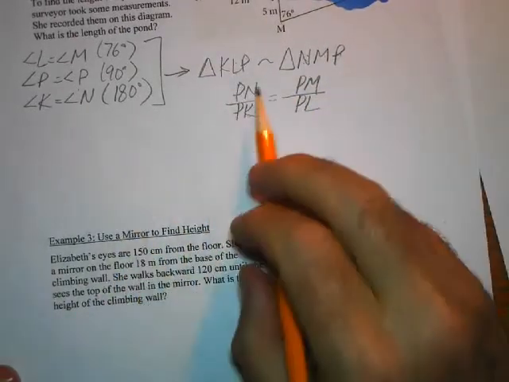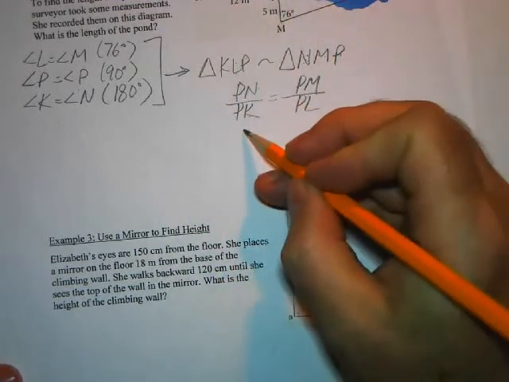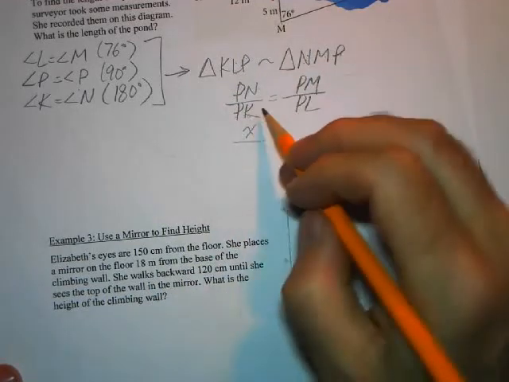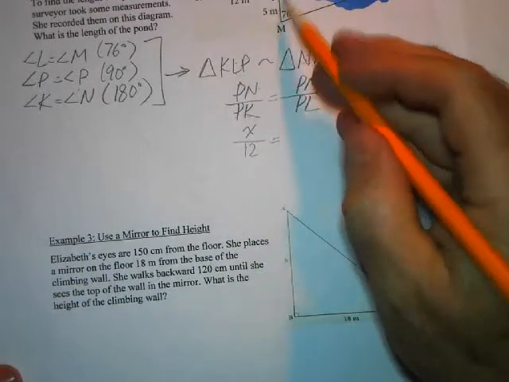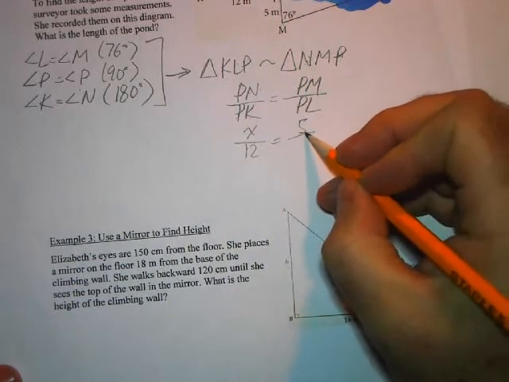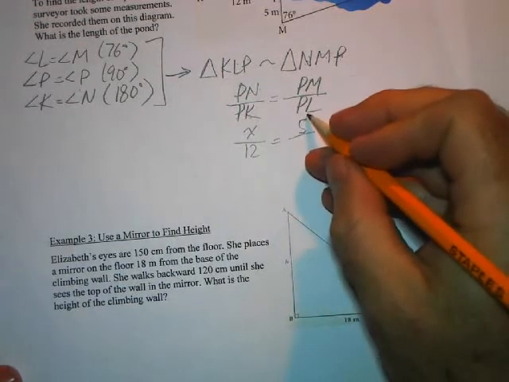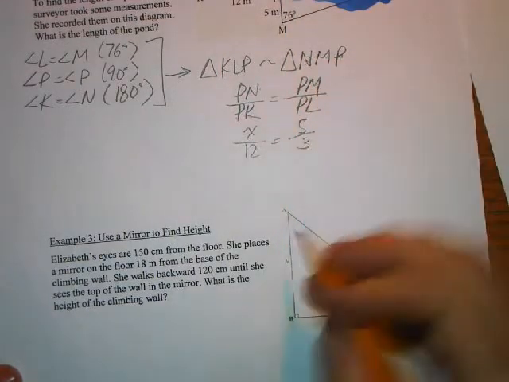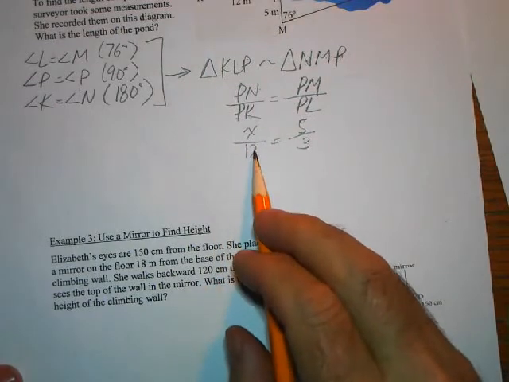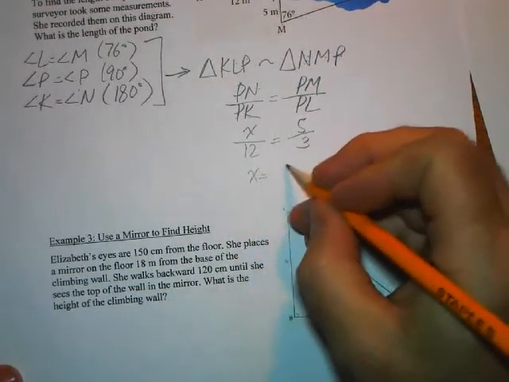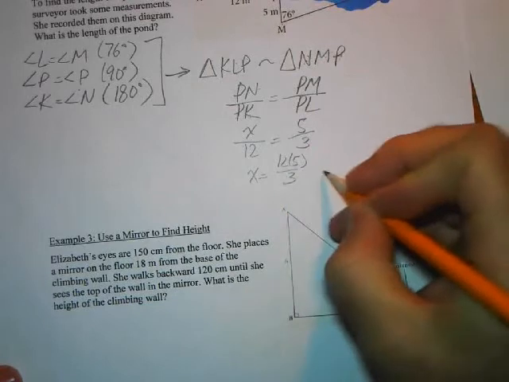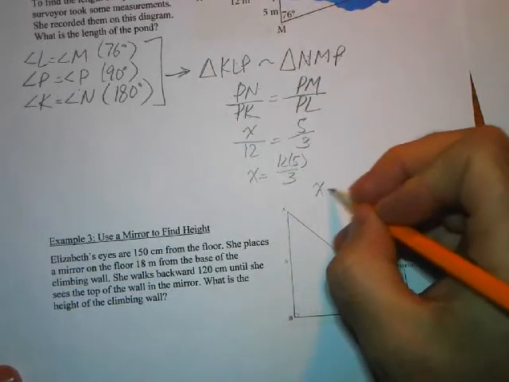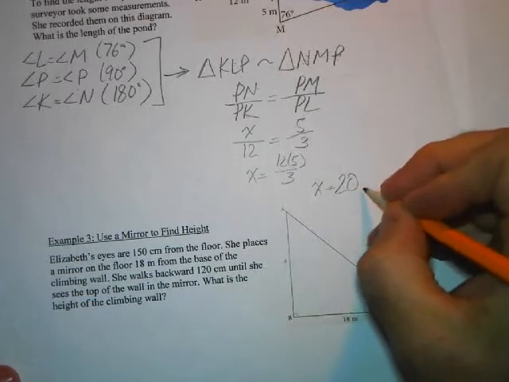Okay, now that was all the hard work. Now we just have to fill in the information with what lengths are here. So PN, that happened to be X. That's what we're trying to find. PK, or KP, that's 12. PM, 5. These are all in meters, by the way. And then PL is 3. Now to get X by itself, I'm going to multiply both sides by 12. So X is equal to 12 times 5 over 3, and that is 60 over 3, which is 20. And the units are meters.